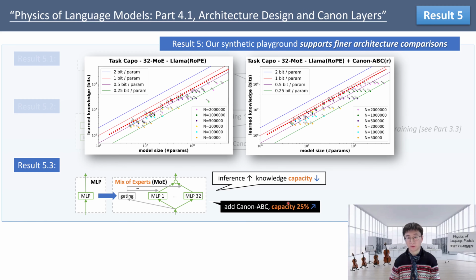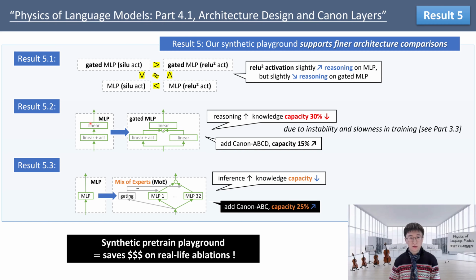So overall, I just showed you 3 examples about such much finer architecture comparisons that are also supported by our synthetic playground. So this is really a good point for me to summarize, that is, doing synthetic pretrain will really allow you to save a lot of money on the real-life ablations, and you can discover things with much smaller scale and much faster.